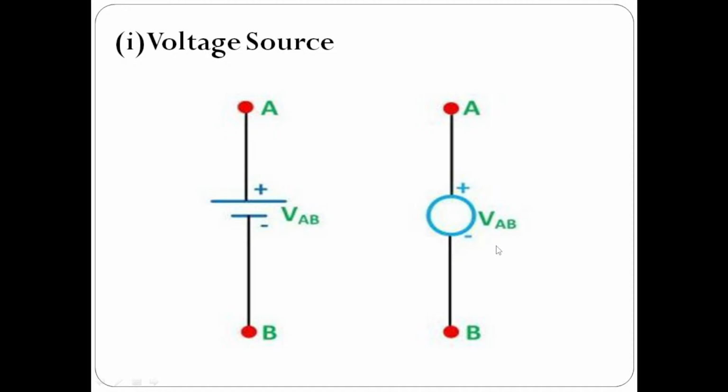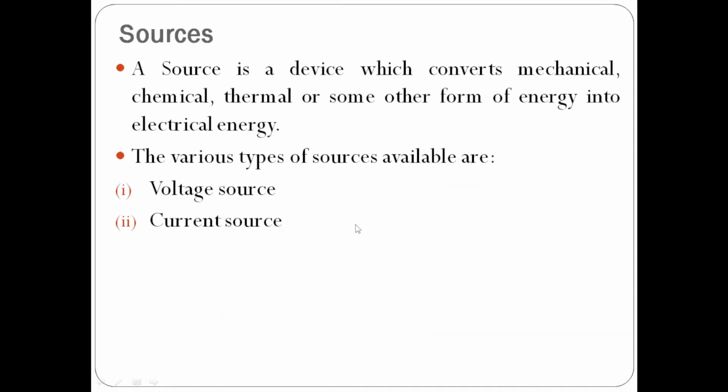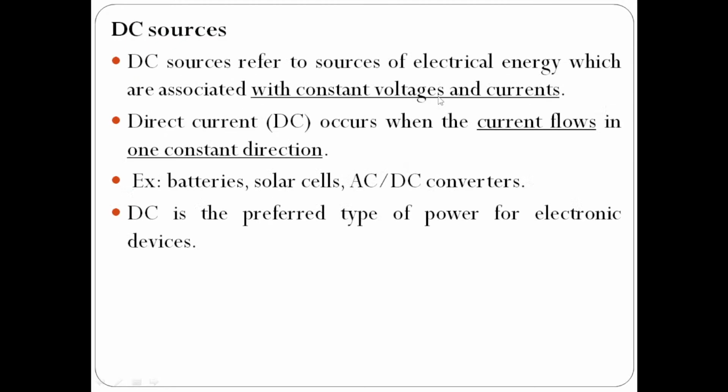Now these two sources, the voltage source and the current source, can be classified further into DC sources and AC sources. DC sources will always provide constant voltage or constant current. So a DC source can be a DC current source or a DC voltage source.